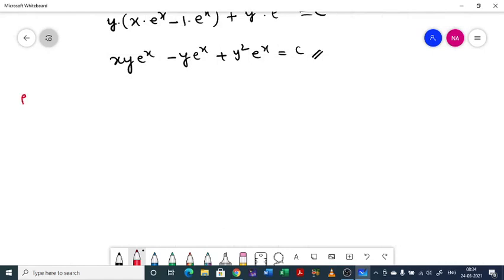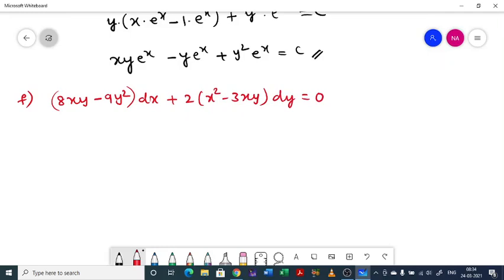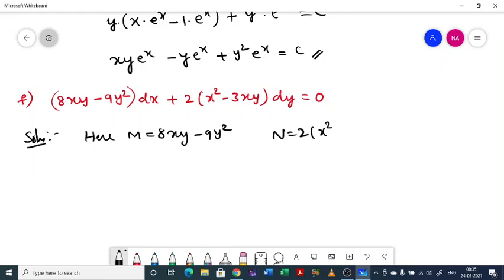I think it is F. Solve 8xy minus 9y square dx plus 2 into x square minus 3xy dy equal to 0. Solution. So here m equal to 8xy minus 9y square, n equal to 2 times of x square minus 3xy, which you can write as 2x square minus 6xy.